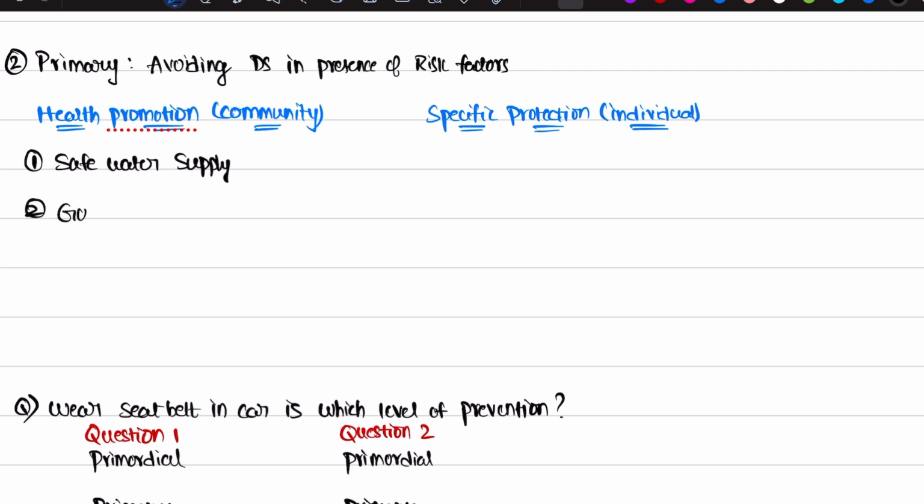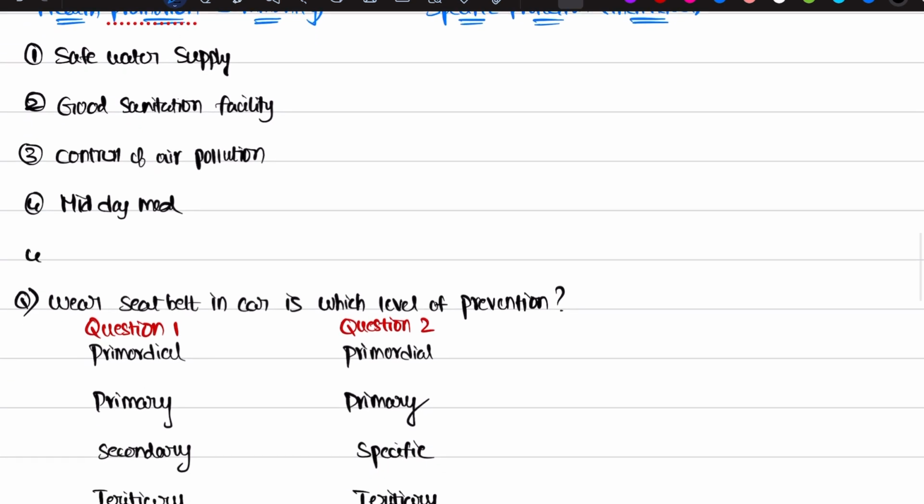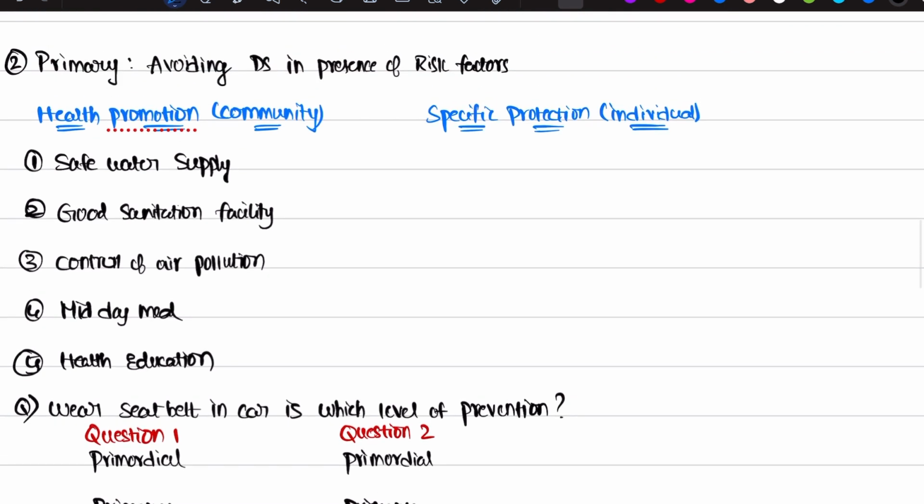And good sanitation facility, and control of air pollution, and midday meal program. And fifth one is health education. So all these 5 examples come under the health promotion.